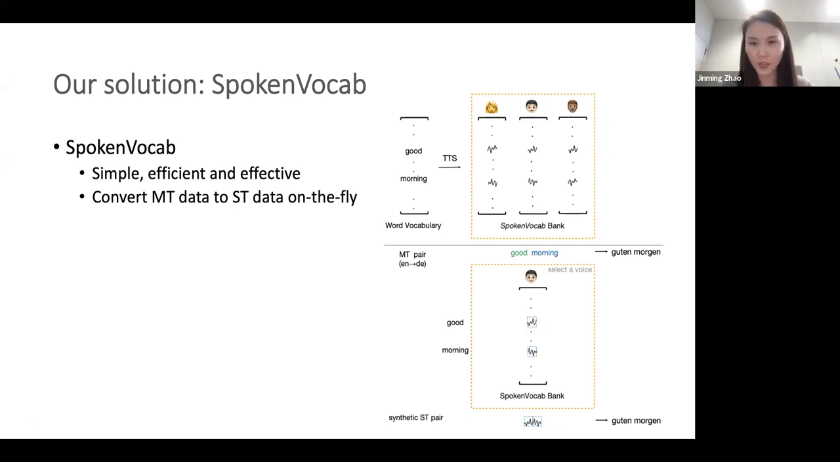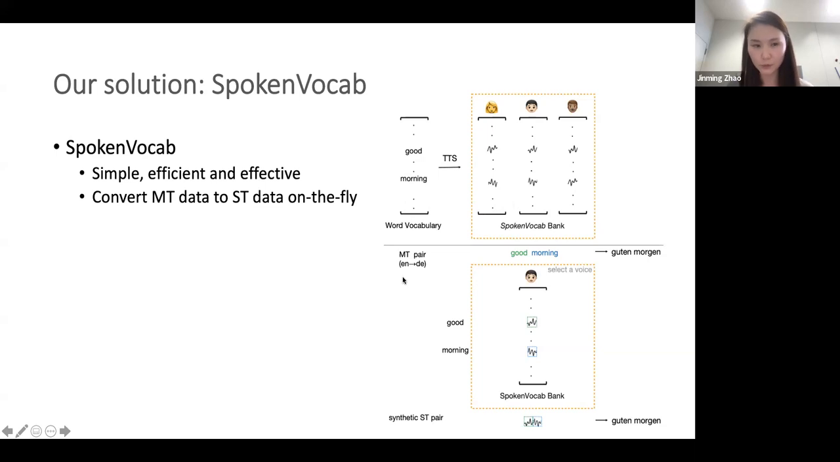There are two steps. The first step is to prepare SpokenVocab offline. How it works is that, given a word vocabulary, we use a TTS system to convert each item to audio and store it in the SpokenVocab. If the size of the word vocabulary is 1,000, this SpokenVocab will also have the size of 1,000. Meanwhile, we can configure the TTS system to generate different voices. So now in this SpokenVocab, there are 3 voices in total.